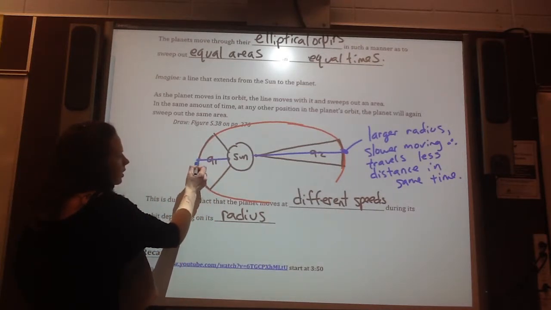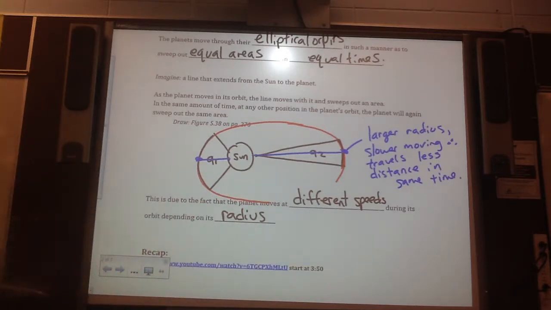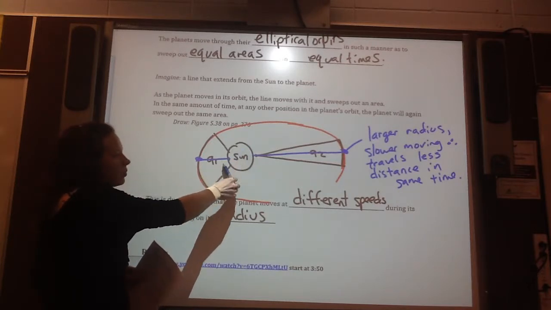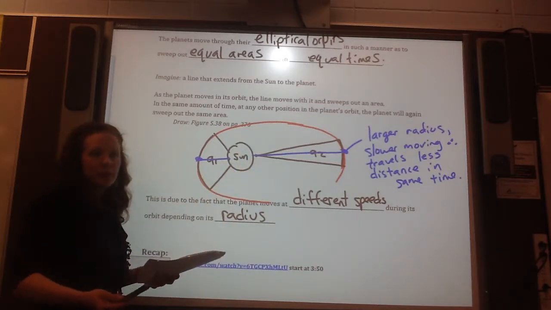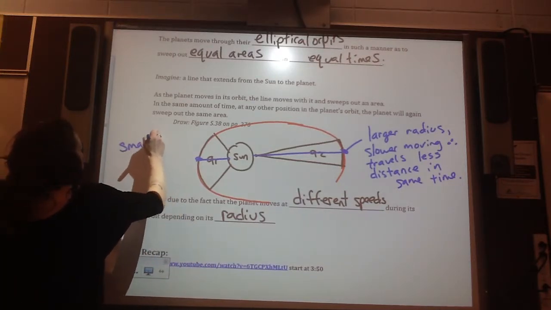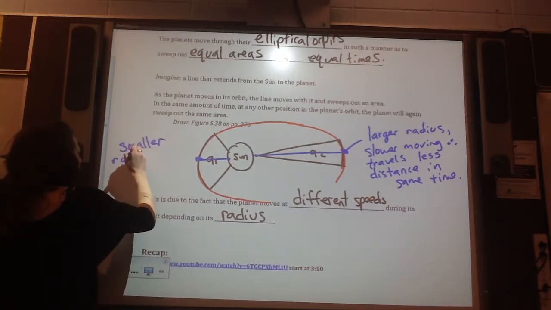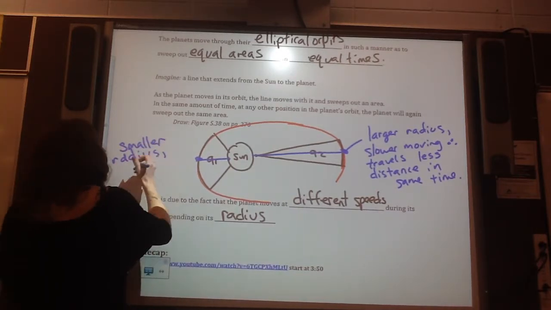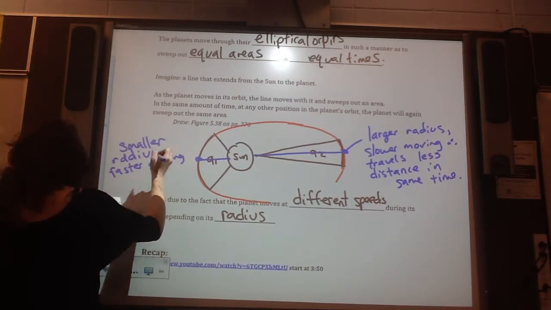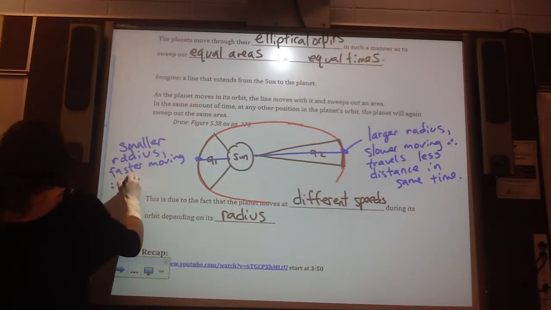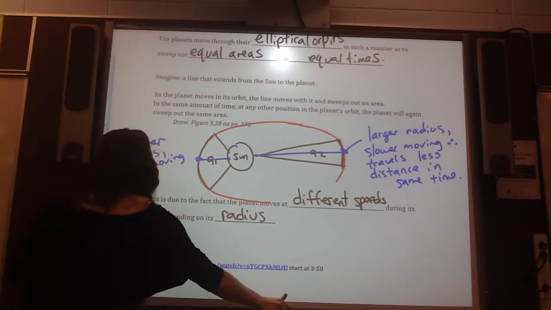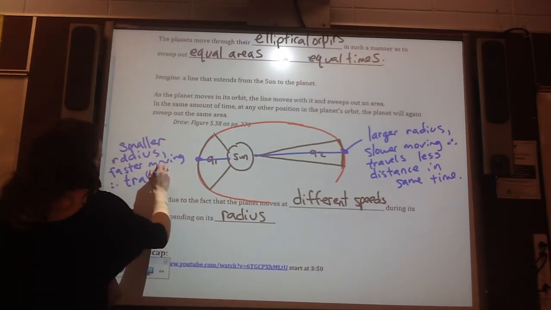Here, if our planet is on basically the opposite side, the planet is much closer to the object that's emitting the gravitational field strength. So this is a smaller radius. So it will be faster moving. Therefore, it travels more distance in same time.